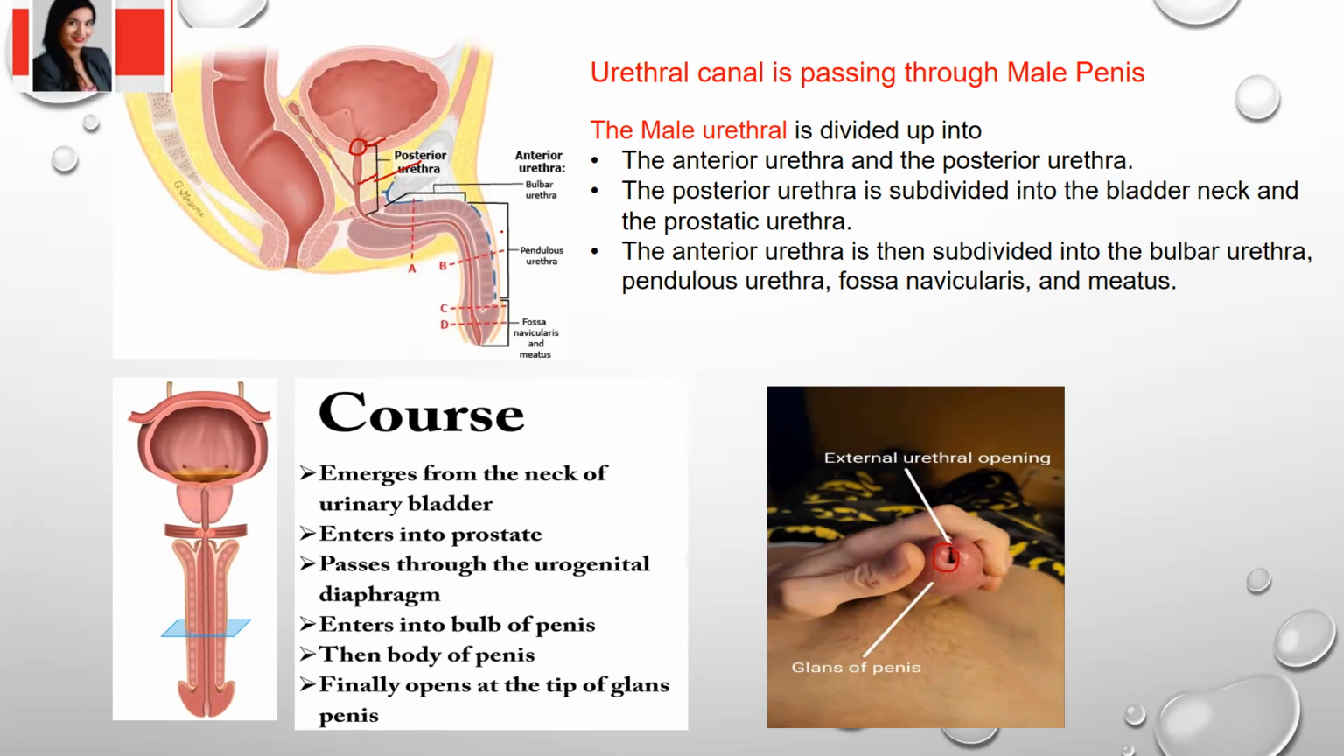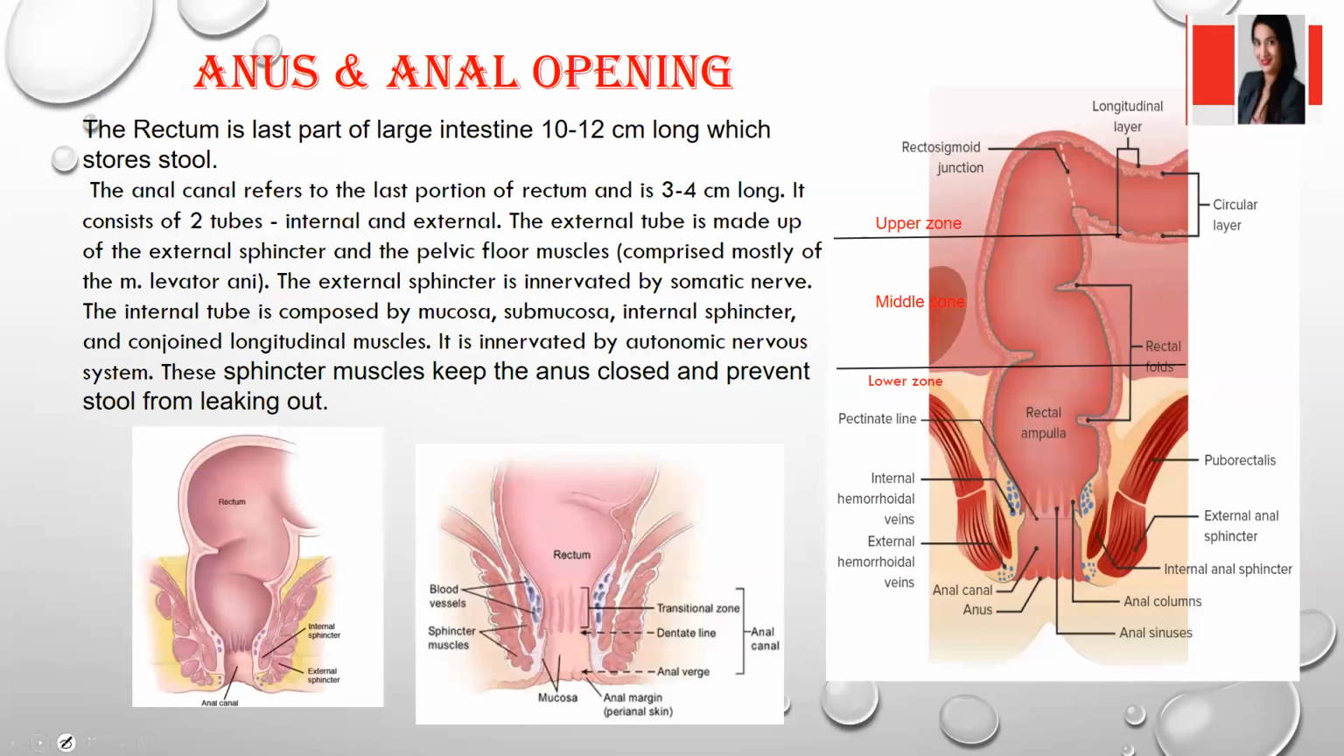Then you can understand this whole body, the penile structures. Pendulous means it has to cross the complete penile structure and then enter into the glans, and then the external meatus. The course emerges from the neck of the urinary bladder, enters the prostate, passes through the urogenital diaphragm, enters the bulb of the penis, then the body of the penis, and finally opens at the tip of the glans of the penile structure. This is the urethra of a male, which is completely curved, and that was the bladder.